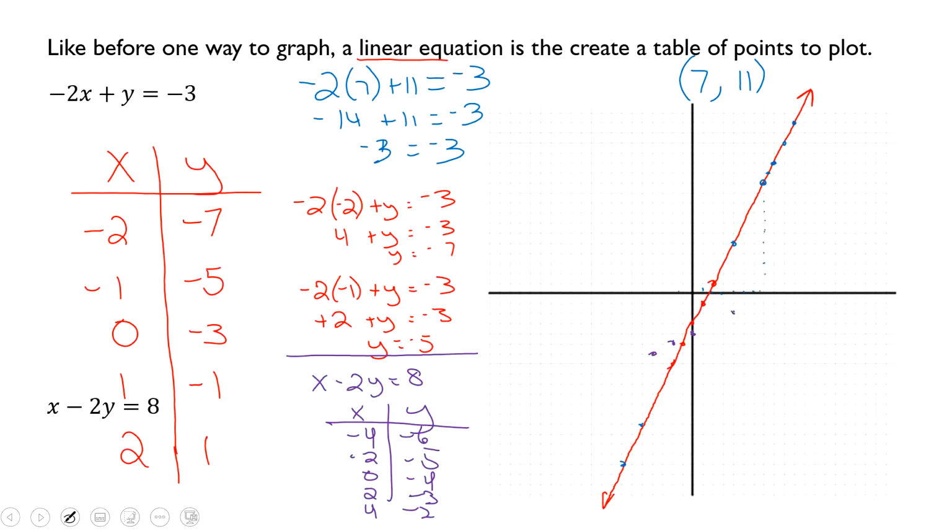There's my fifth point. And now again, we're just going to connect our dots as straight as we can make them without a ruler here on the board. And there we have our graph. So we've graphed 2 lines on this equation. And there we go. That's all you're doing, just creating the tables, plotting the graphs. Does that make sense to everyone?